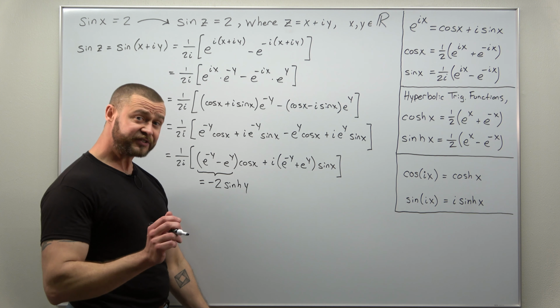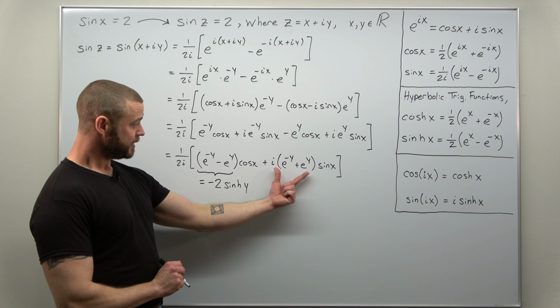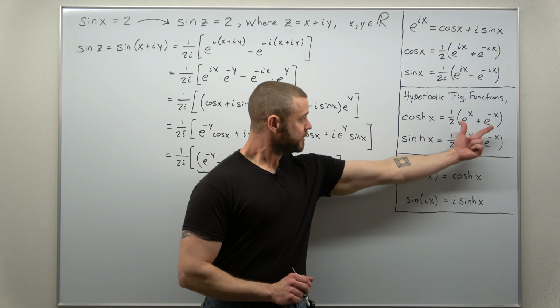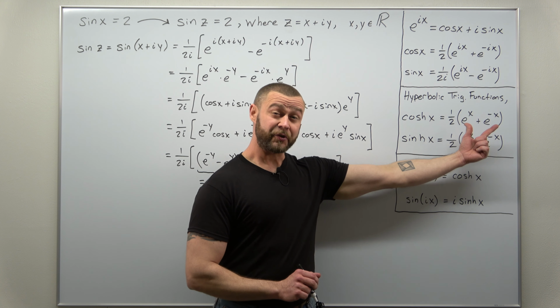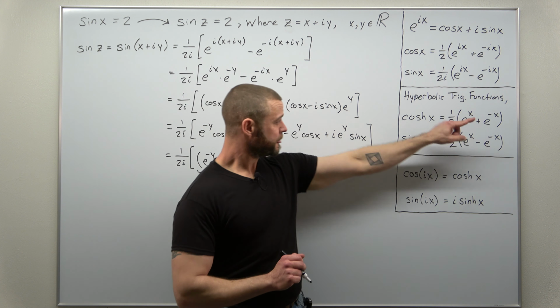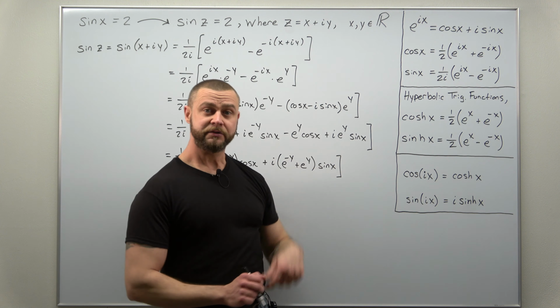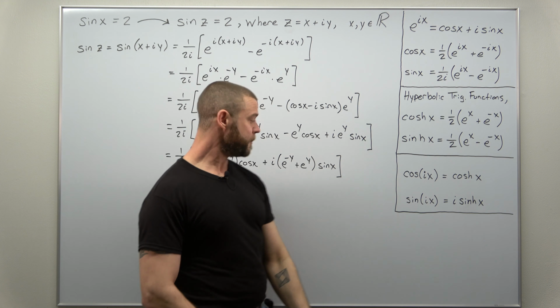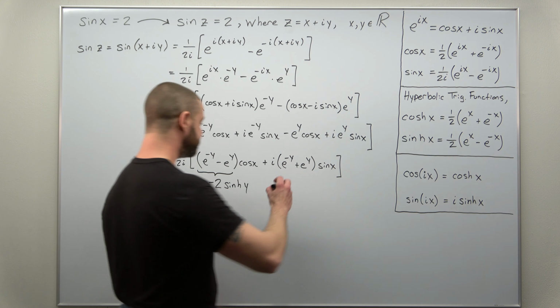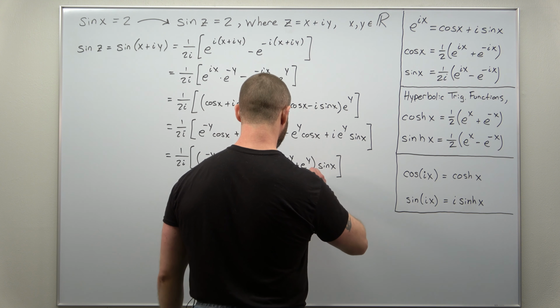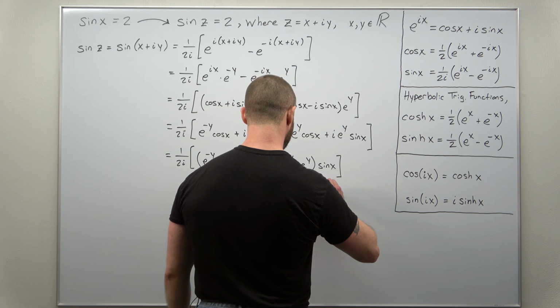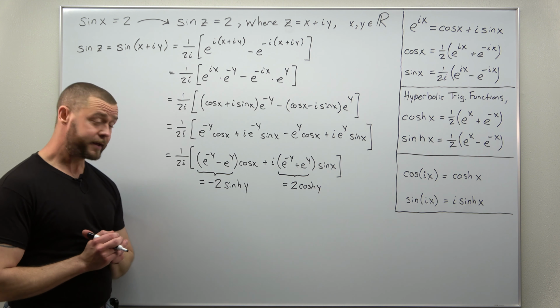And a little bit less work, a little bit easier to see, this is practically the same thing as the right-hand side here for hyperbolic cosine, just missing that factor of 1/2. So multiply it to the other side to give you 2. This part in parentheses, we can write that as 2 times hyperbolic cosine of y.